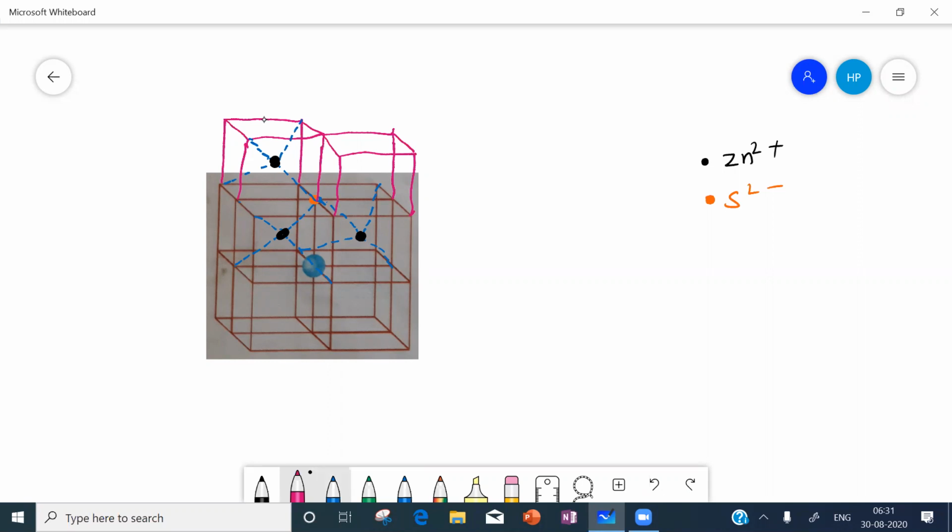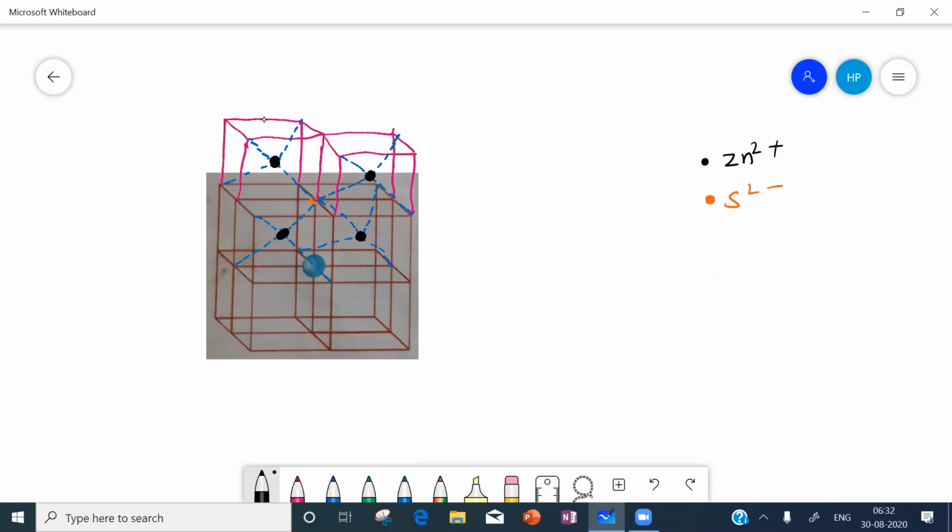Now we will go for the tetrahedral. From the center of the cube, we will go to this place. From here, we will come to this place, and from here, we will go to this place. That means joining alternative positions. Now it is a tetrahedral. The center point is called the tetrahedral void. At the center point in the tetrahedral void, we placed Zn2+.